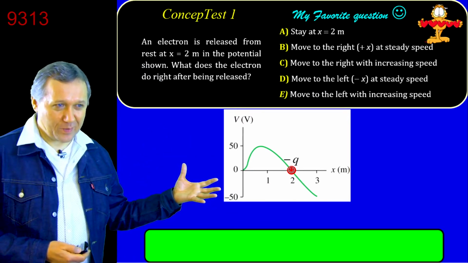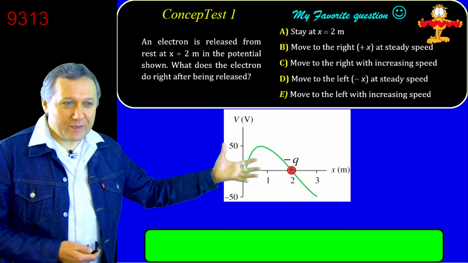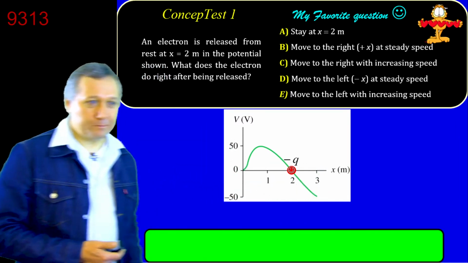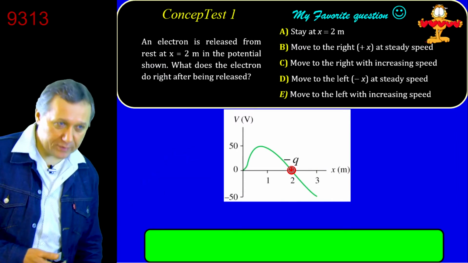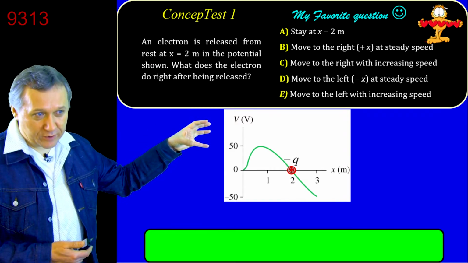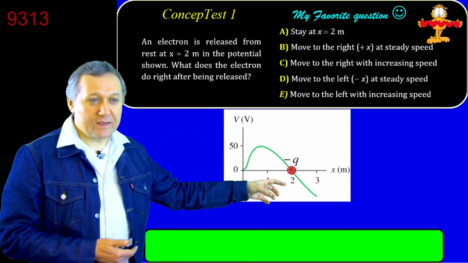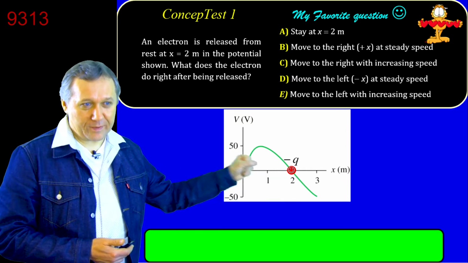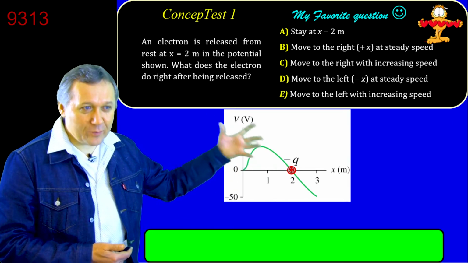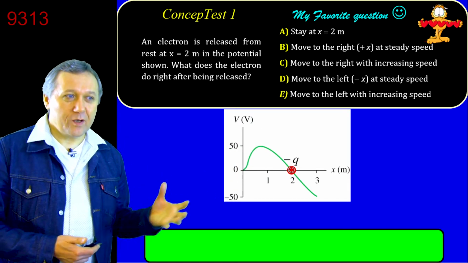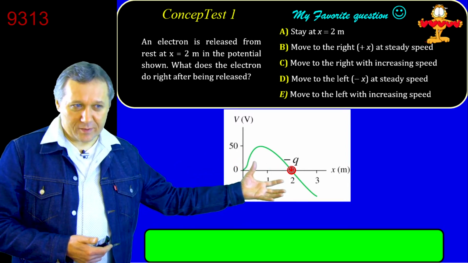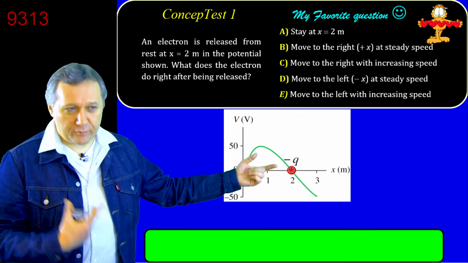So what do we have here? You see, we have information about the electric potential, so V versus X, right? And you see how electric potential changes with position. Then we take an electron, a negatively charged object, and position it at this point 2, and release it. So initial velocity is 0. And we need to answer the question, what happens to this electron right after being released? So basically the question is about a direction of motion.